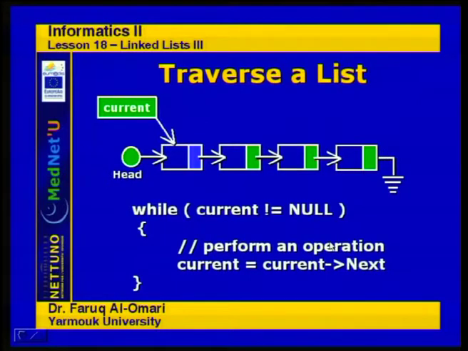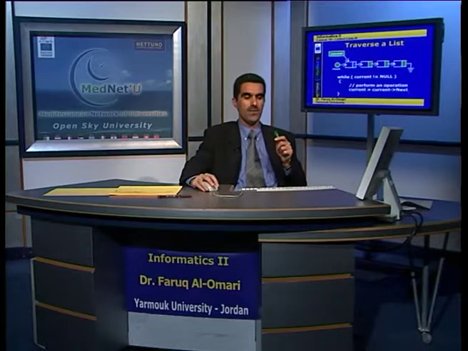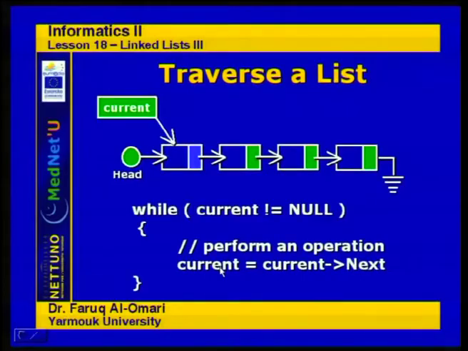So perform whatever kind of operation you would like to perform on the current node, and then advance current to point to the next. So basically, after I'm done with the operation, I will say something like current equals current arrow next. So that's basically the skeleton, the main loop in the traverse program.